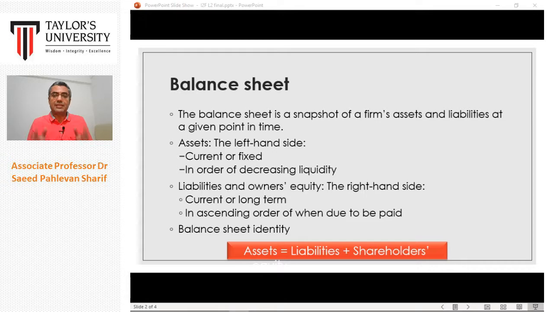The second source of finance is equity, shareholders' equity, meaning the money that the owners of the company, the shareholders, put in. So on the left side, we have all assets, and on the right side, we report how we financed them, how we paid for these assets. This is the reason it's called a balance sheet, because these two columns must be balanced.